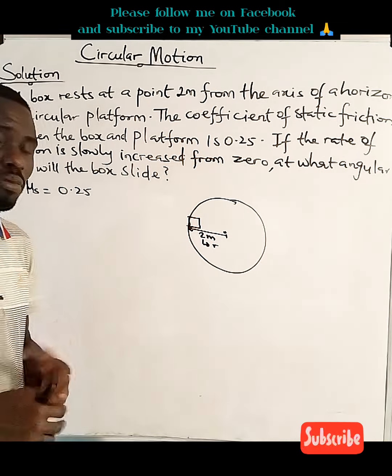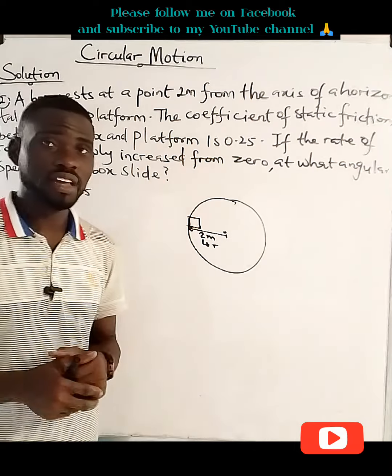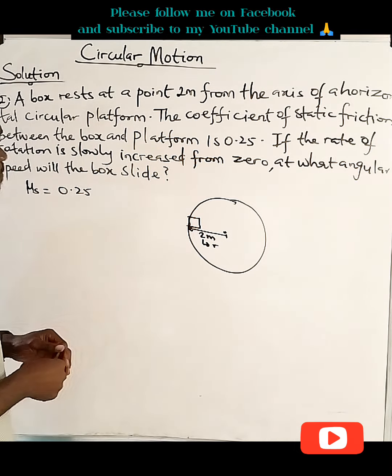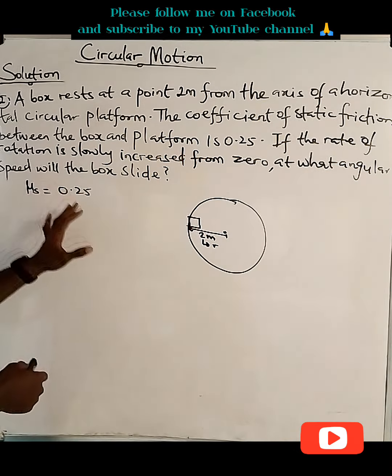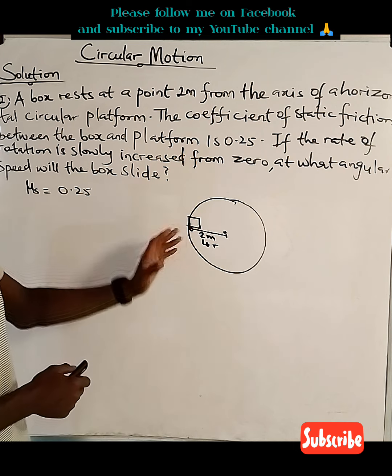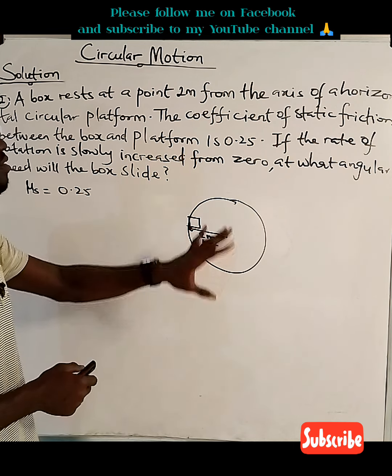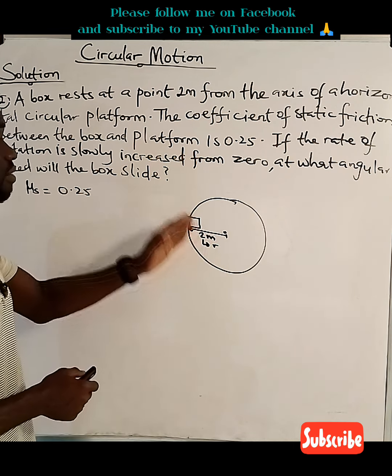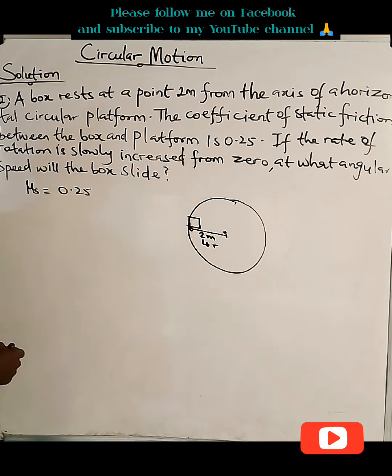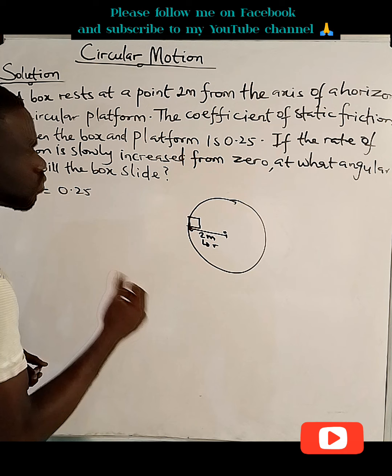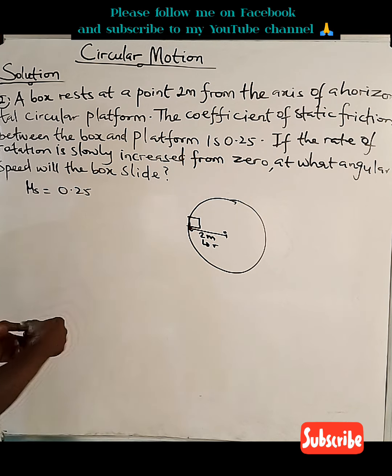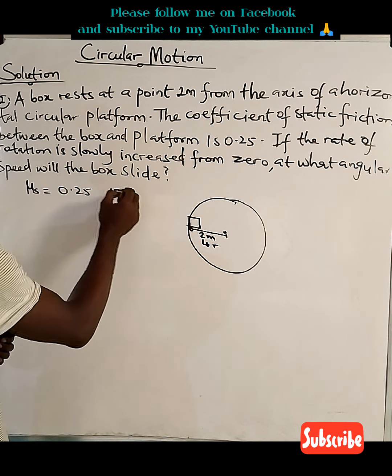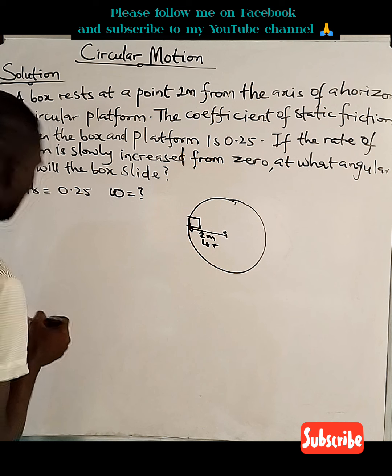So we derived a couple of formulas. I'd love you to go and see those formulas. I won't derive them right now, just write them out on the board. So we have a static friction coefficient of 0.25. We have the box 2 meters away from the center of this horizontal circular platform. Don't forget, I said if the rate of rotation is slowly increased from zero, at what angular speed will the box slide? So we are looking for the angular speed. That's what we're looking for.